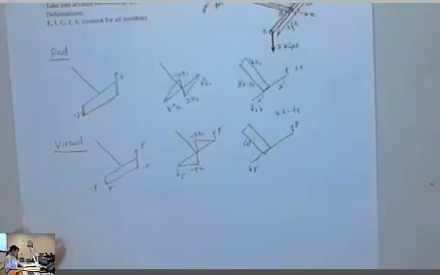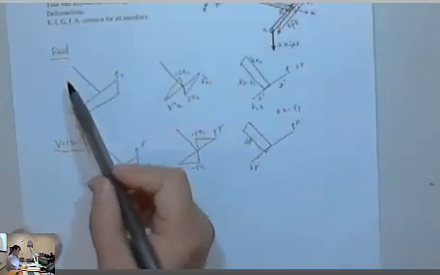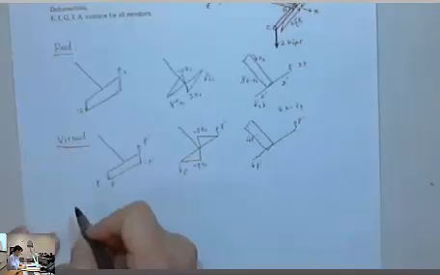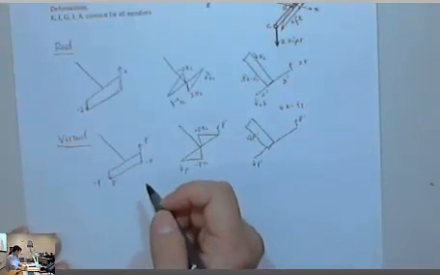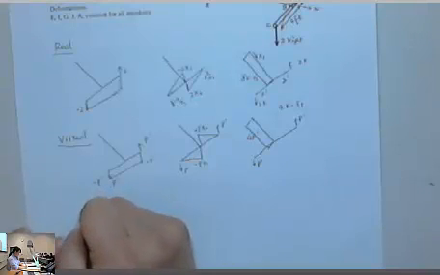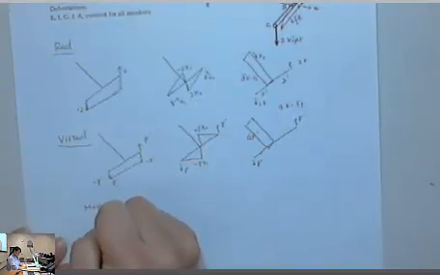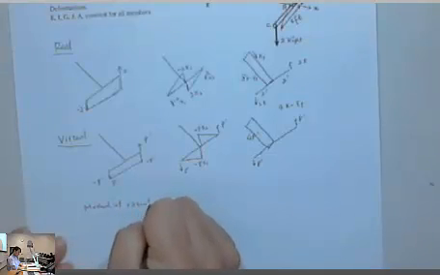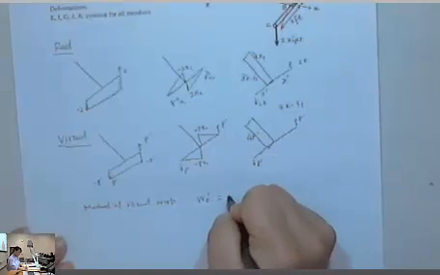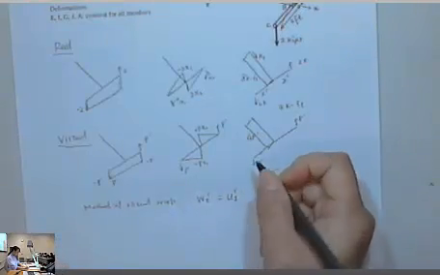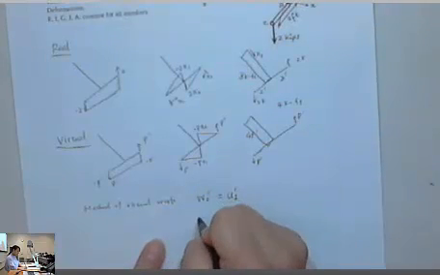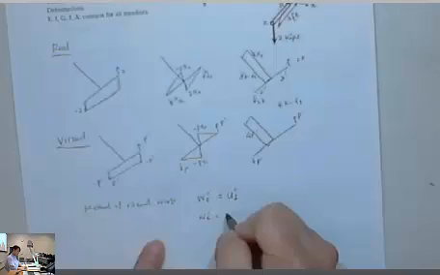Okay. So now we have both real and virtual system with the diagram drawn, and now we can write out, apply the method of virtual work, which is that virtual external work equals the internal energy. And what would the external work look like?